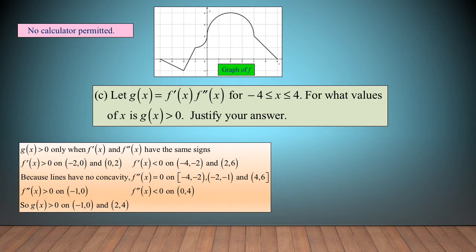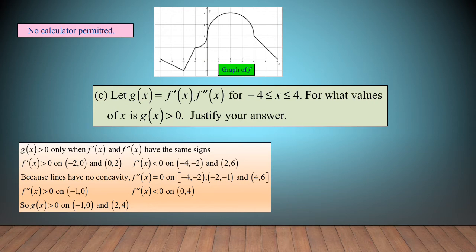F prime of x is greater than 0 on the intervals -2 to 0 and 0 to 2, while f prime of x is negative on the intervals -4 to -2 and 2 to 6. Note that we don't make any statement about what is happening at x equals -2, x equals -1, and x equals 0, as well as x equals 4. The f prime will not be defined at those values, but it will not affect our answer.